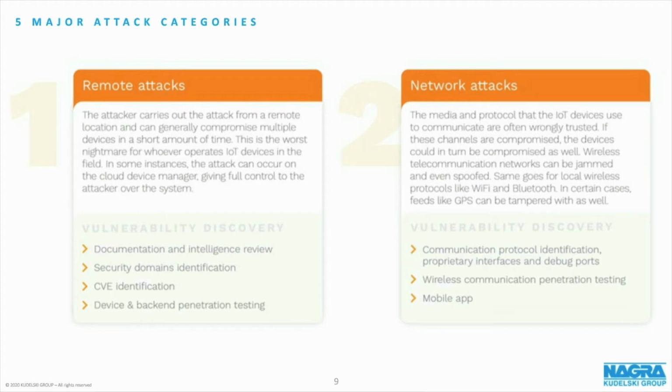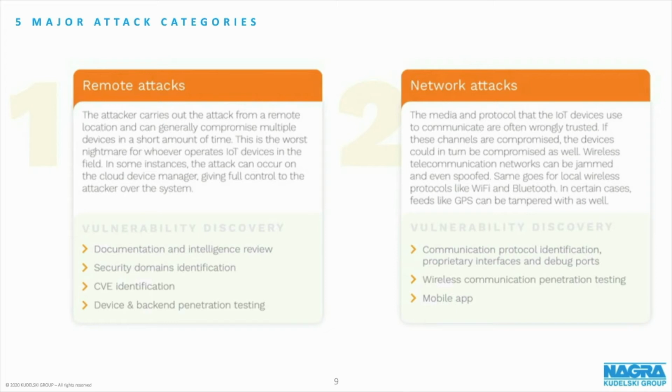Then you have the network attacks. Those are linked to the media and to the protocols that you are using to communicate with your devices. It can be wired, but nowadays most of the time it's wireless. So these are technologies such as cellular, Wi-Fi, Bluetooth, and these essentially allow for what I call proximity attacks, which means it's not fully remote from anywhere in the world, but it could be carried out by somebody who would be parked in front of your house, for example.